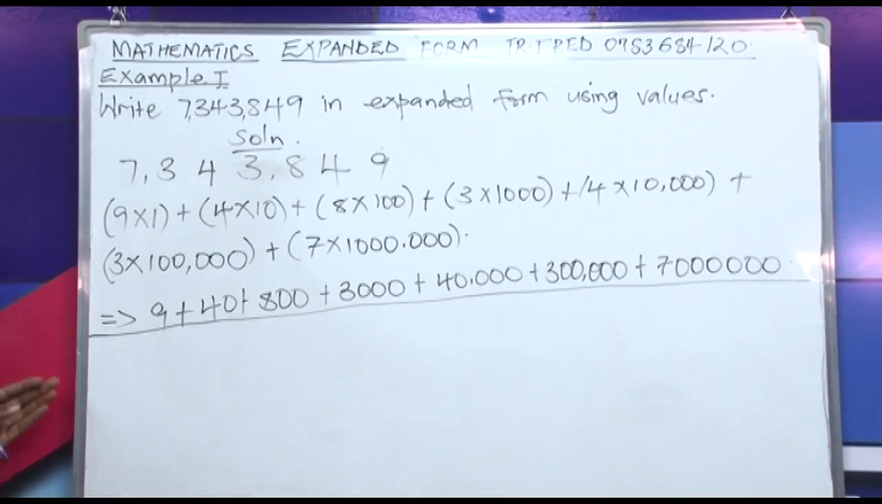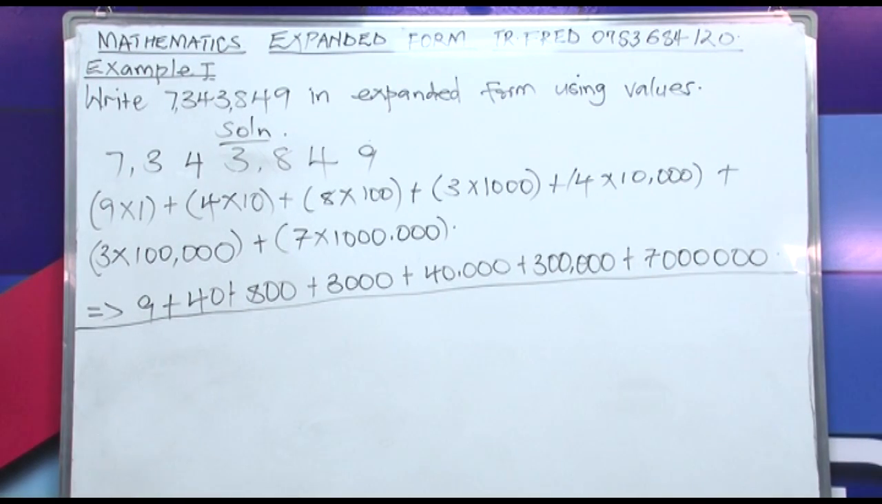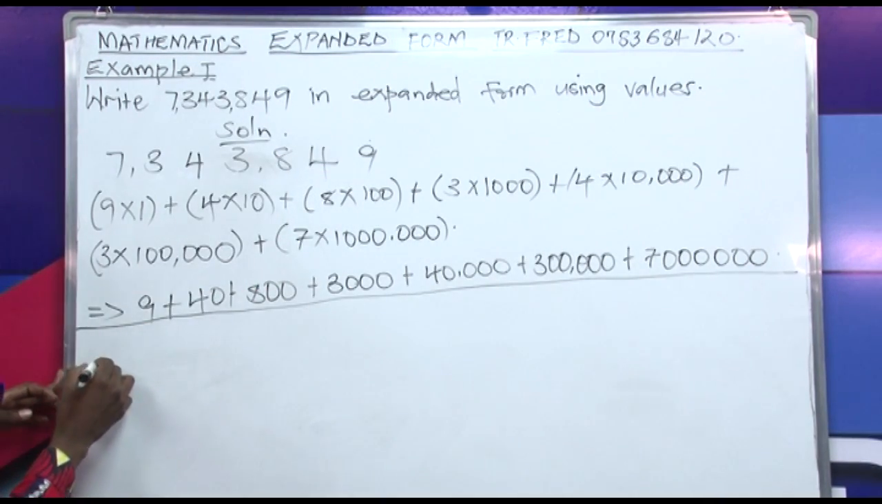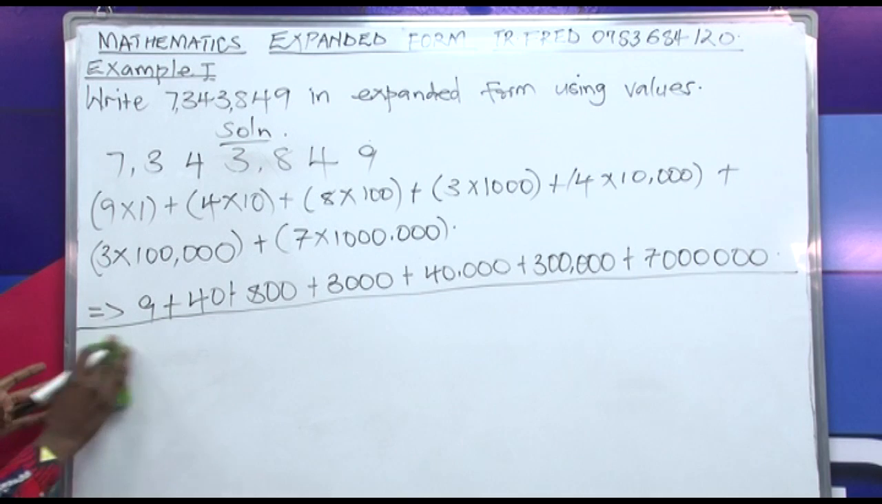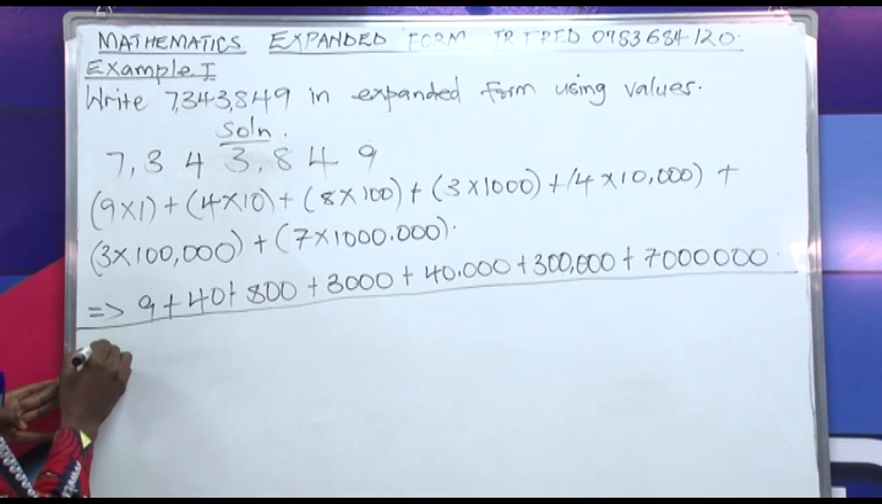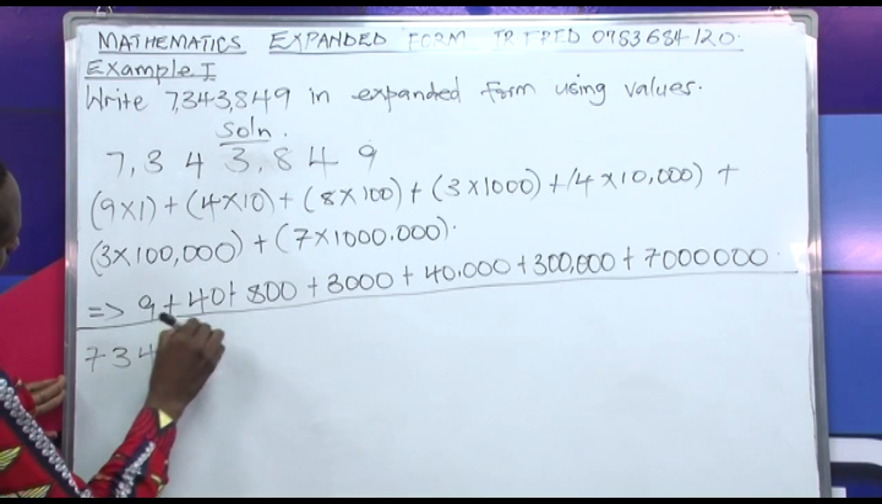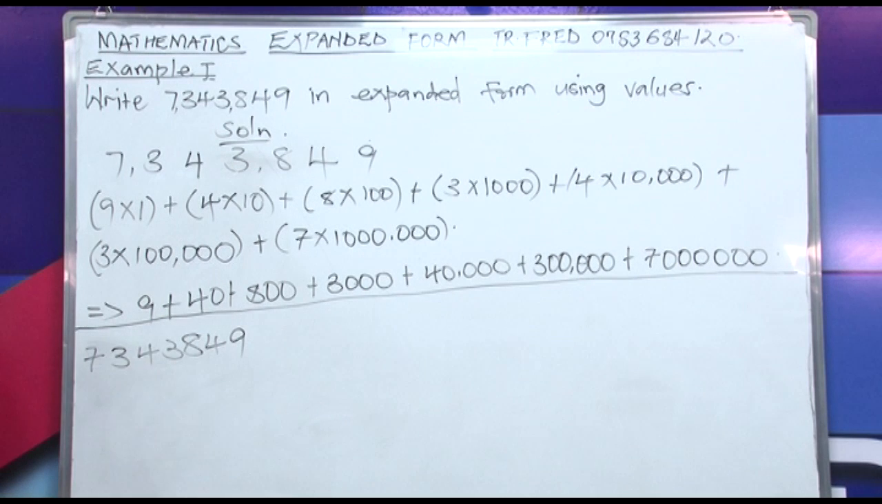Sometimes some people, instead of beginning with this, can as well do this. It is the same. So I want us to look at this. Some people begin with the biggest value. So you will find out that some people have begun their answer by saying, let's just copy the whole number the way it is. Look at what I'm doing. So I'll say this is 7, 3, 4, 3, 8, 4, 9. When you look at this, you realize that some people begin with the biggest value, or the highest digit. That would be 7. So 7 becomes the biggest digit in this case.